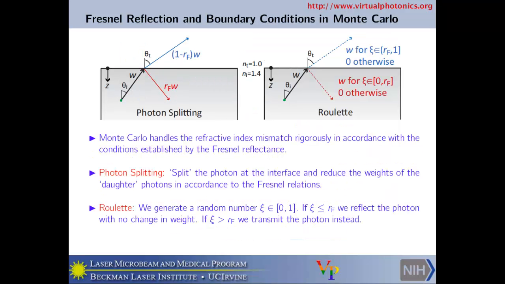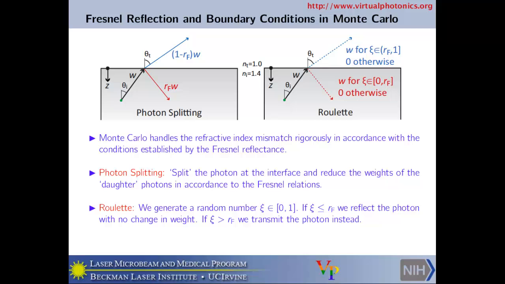Now, I'll just tell you a little bit about how it's done rigorously in Monte Carlo. There are various options. The first thing I want to emphasize is that Monte Carlo handles the directional transport of photons rigorously on a case-by-case basis. So for every photon that approaches this interface, the subsequent trajectory of that photon is handled faithfully to the Fresnel relationships. There are multiple ways to do this, and I'm just going to mention two of them.